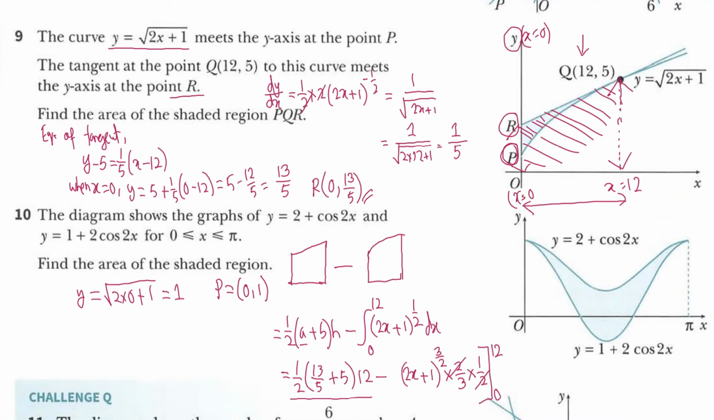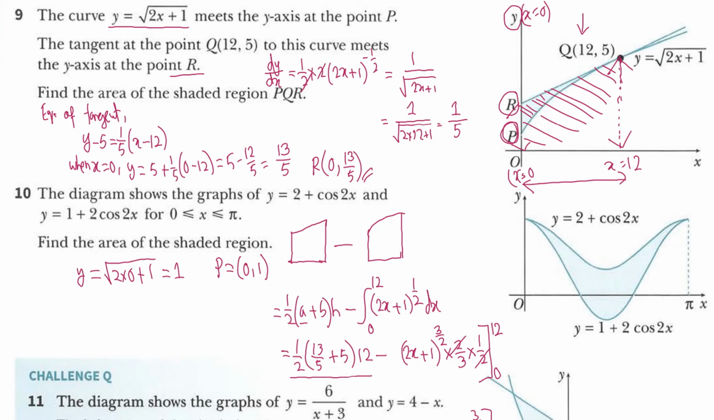Here you need to find the area under the line, then the area under the curve. The area under the line forms a trapezium. This is the format of the trapezium. So in that case, the height on the left side we got from the coordinate of r, which is 13 by 5, and on the right side the height, the y value, is 5.